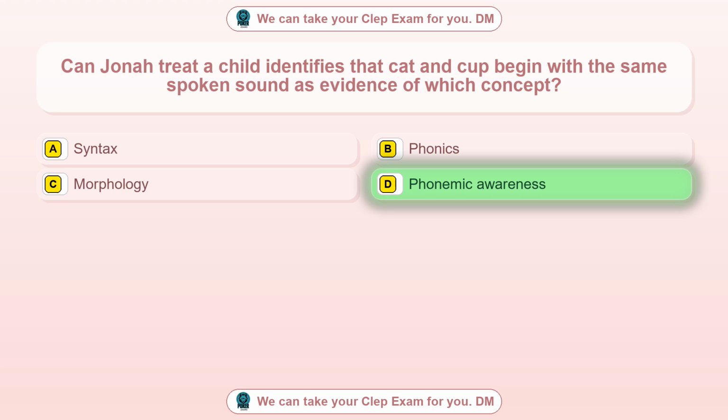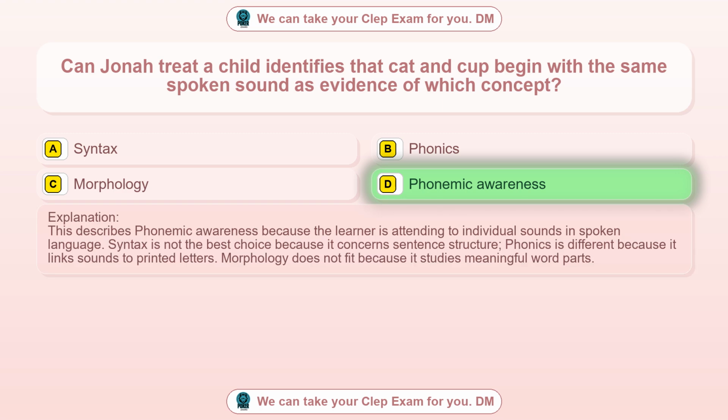Phonemic awareness. This describes phonemic awareness because the learner is attending to individual sounds in spoken language. Syntax is not the best choice because it concerns sentence structure. Phonics is different because it links sounds to printed letters. Morphology does not fit because it studies meaningful word parts.